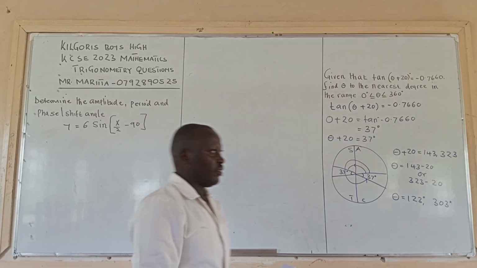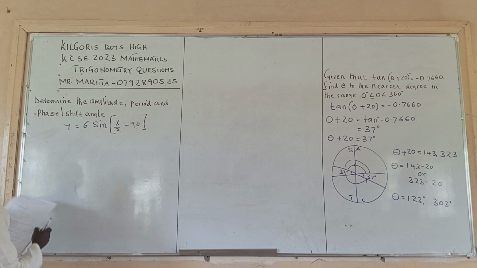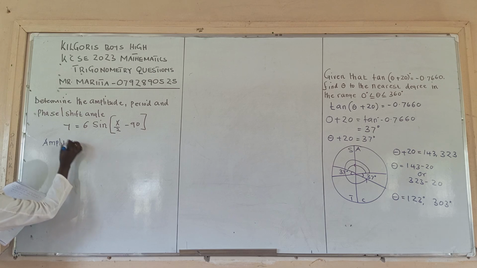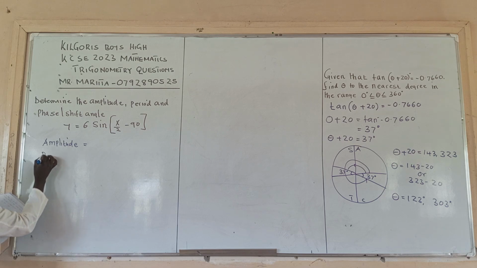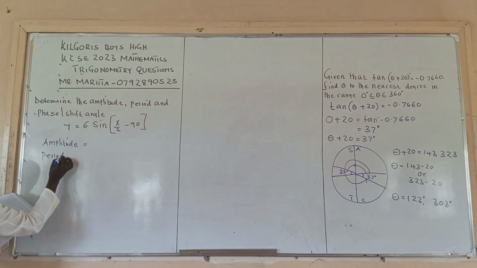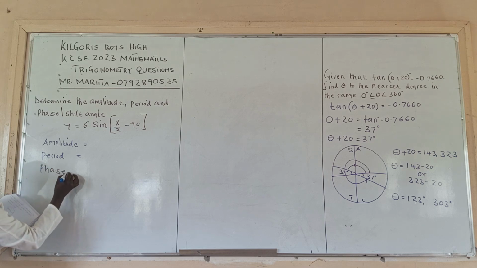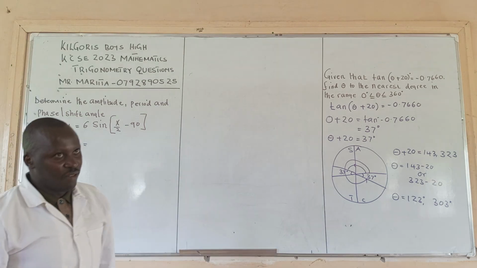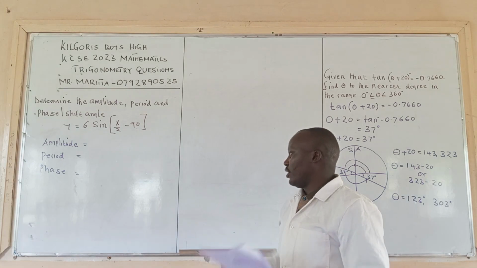We need now 3 things from here. One, we need to have the period. So we have the amplitude. You need to get the amplitude. You need to get the period. And in this case, you also need the phase angle. How do you get this one here? So listen carefully and look at it, how you can have these 3 marks.